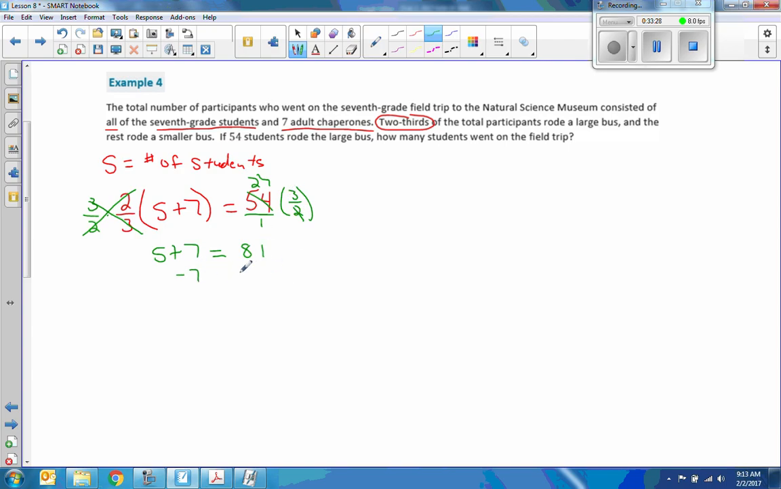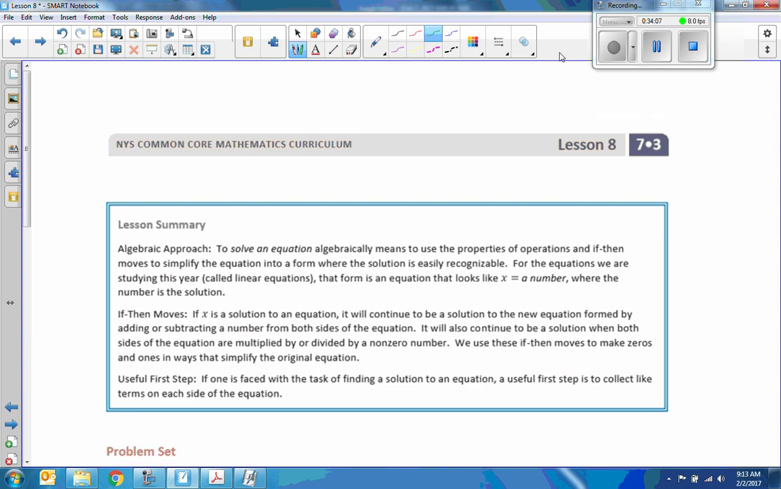Then finally we want to get S by itself, so we should subtract 7. And we get S equals 74. Okay? So 74 students went on the field trip. Okay? That's the end of lesson 8. Do your problems.